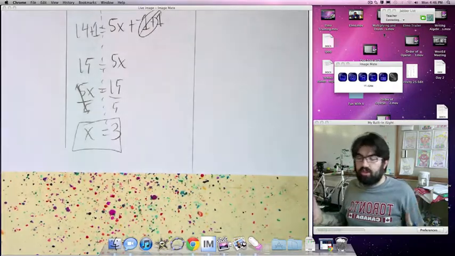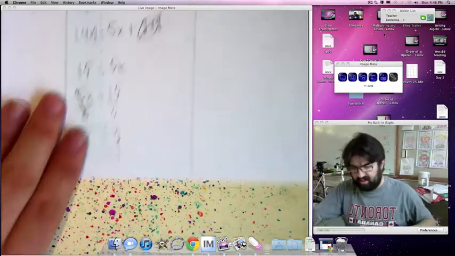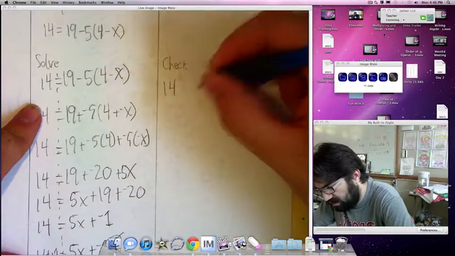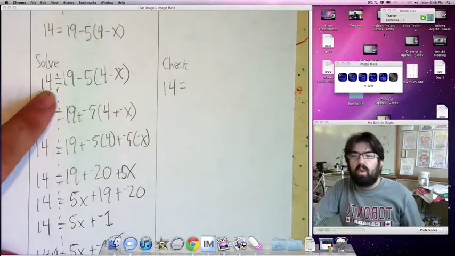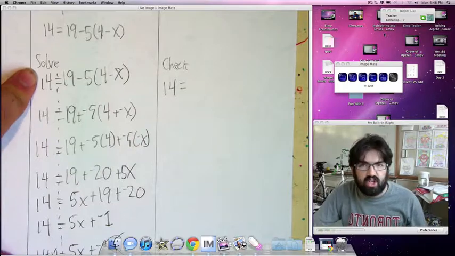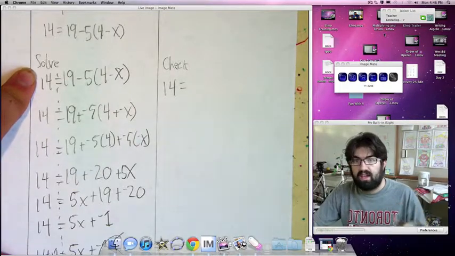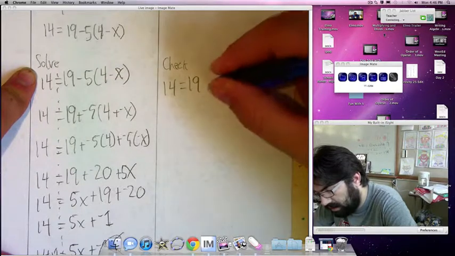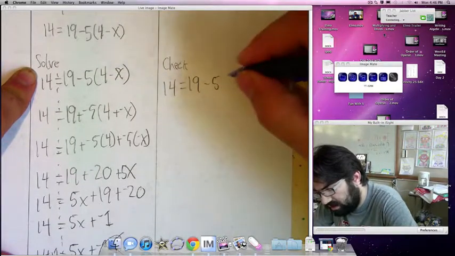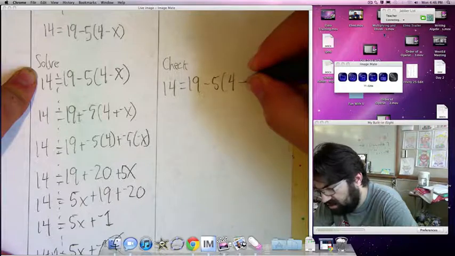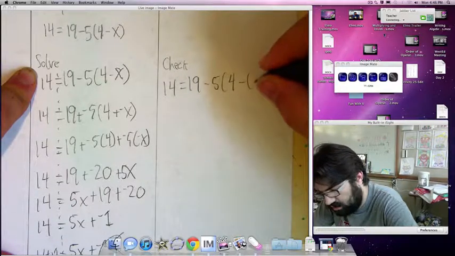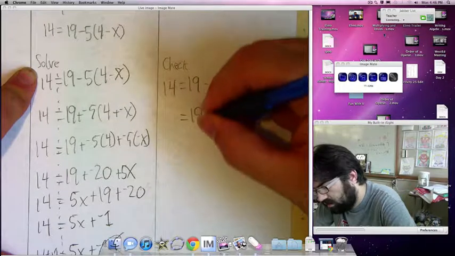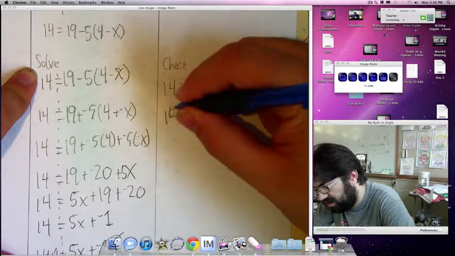How do you know for sure? All the way back up to the top. We're going to check our answer. 14 is equal to... By the way, this is why we rewrite. Look, I know what the original question is. If you don't rewrite, you might lose that, and that's a big deal. Minus 5 times 4 minus some number. That number's 3, right? So we're going to see if this all equals 14.